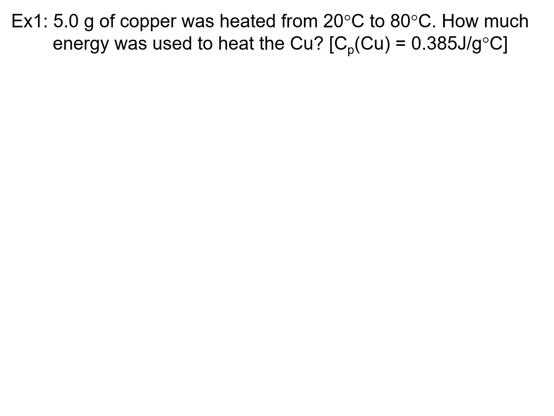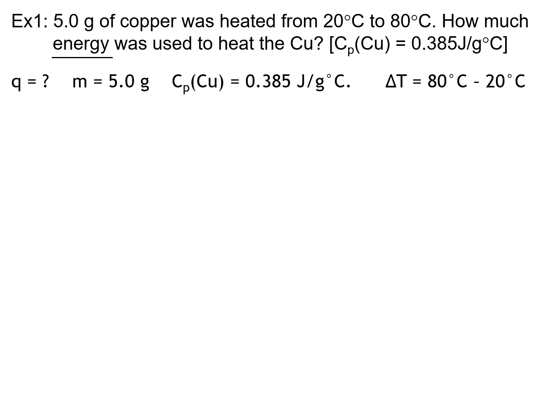So here's another example. We have 5 grams of copper being heated from 20 to 80 degrees C. How much energy was used to heat the copper? And I give you the specific heat of copper, which is 0.385 joules per gram degree C. The specific heat of metals is usually less than 1. It's a low number. So we're looking for energy.